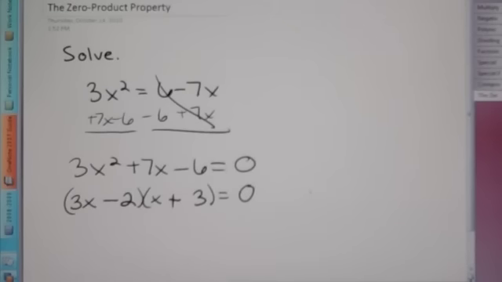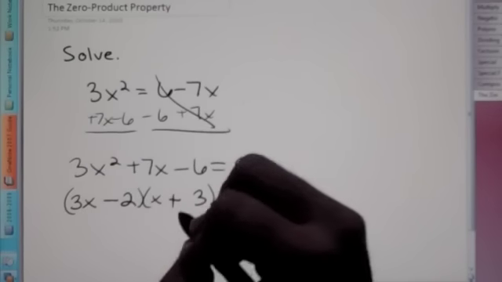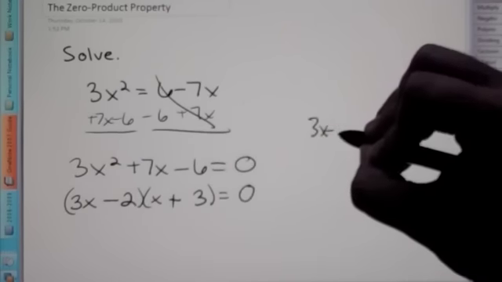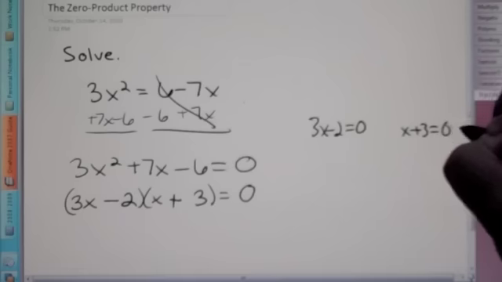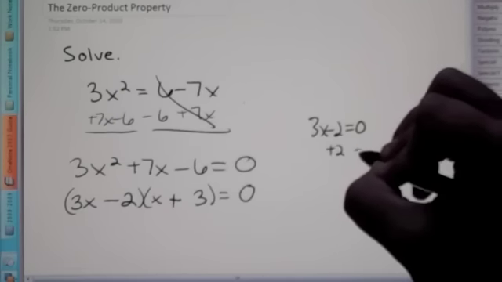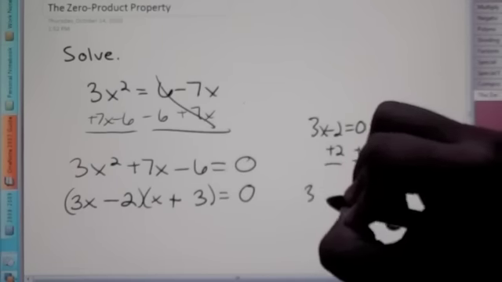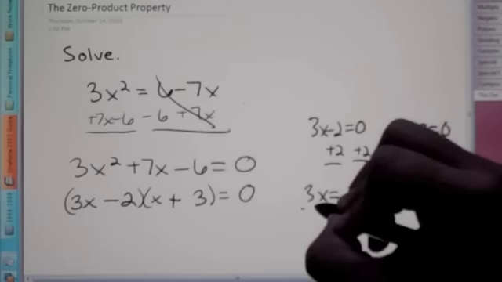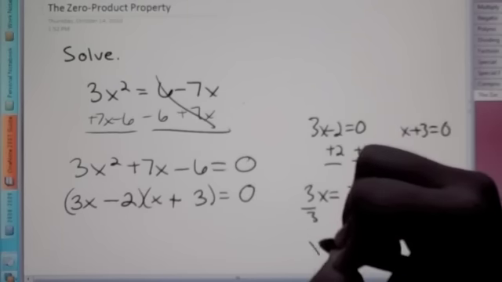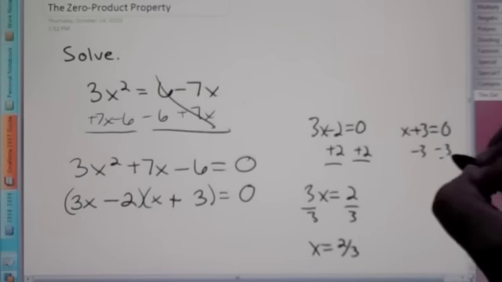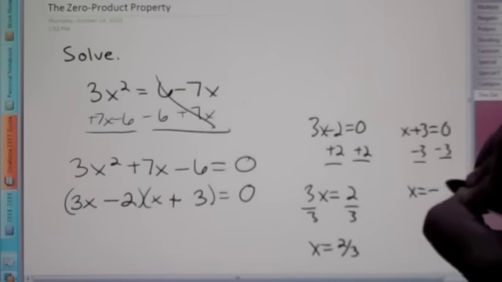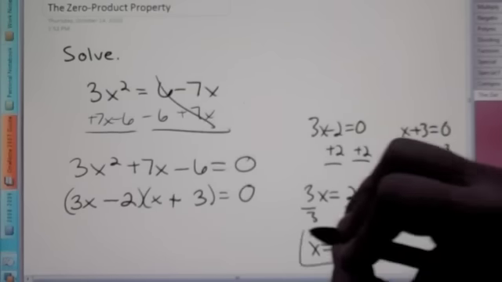Well, there is a shortcut here. I'll show you the long way first: set each parentheses equal to 0, and then we're going to solve. So plus 2, you get 3x equals 2, divided by 3, x is equal to 2/3. Here, subtract 3, x is equal to negative 3. So you have two answers here.